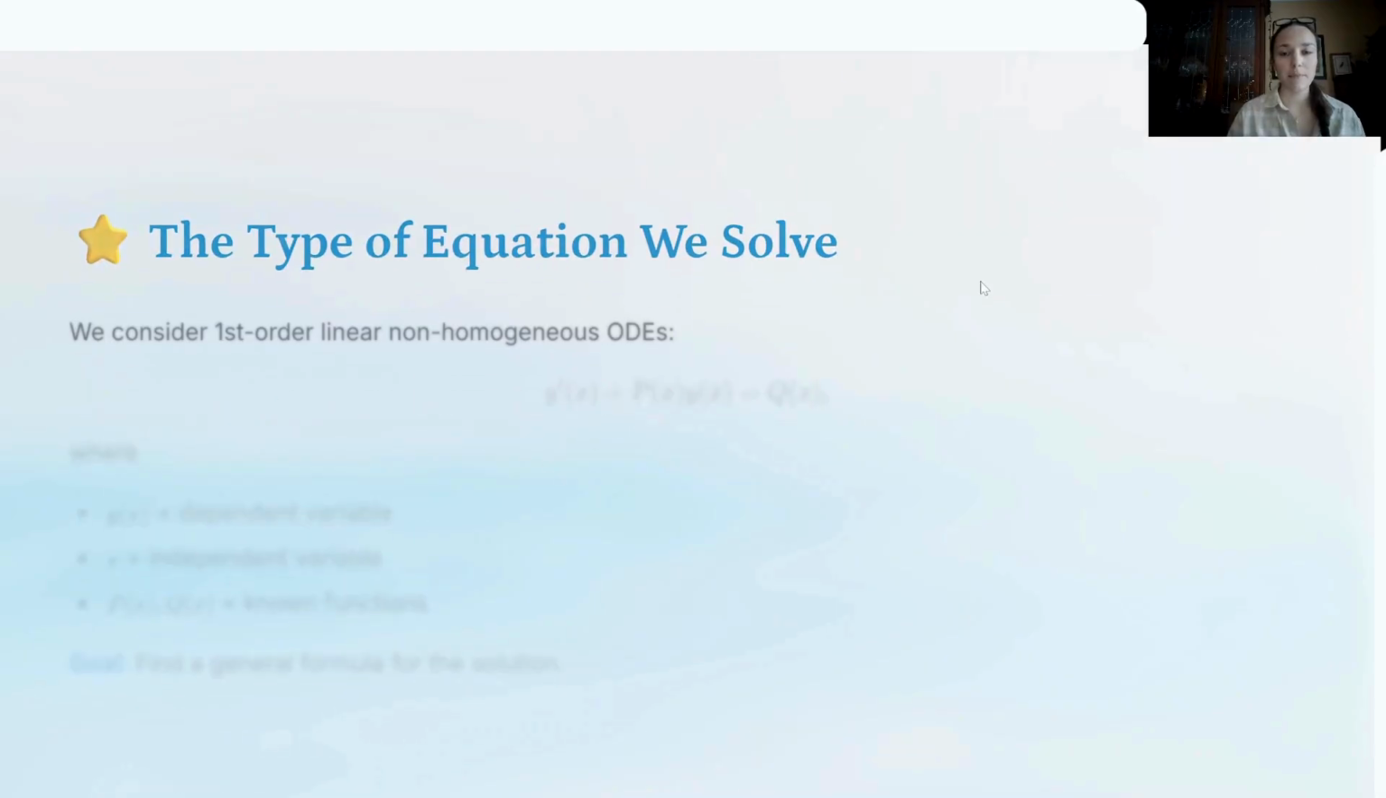So the type of equation that we're going to solve is a first order linear non-homogeneous ODE. Non-homogeneous means that our equation does not equal 0. Instead, it has a particular part. So in this equation that I'm highlighting, the particular part or non-homogeneous part of our solution is our q of x.